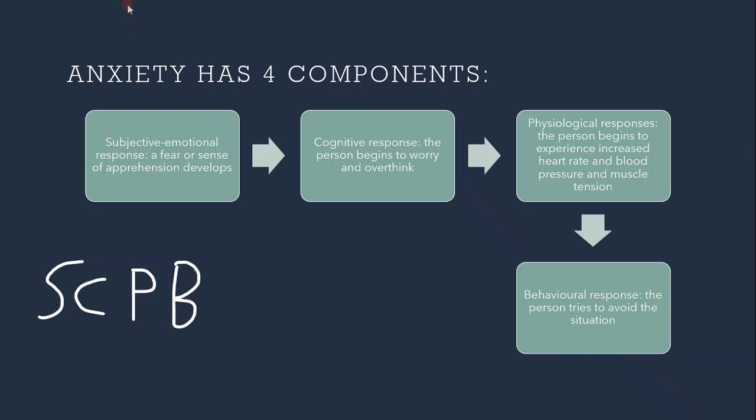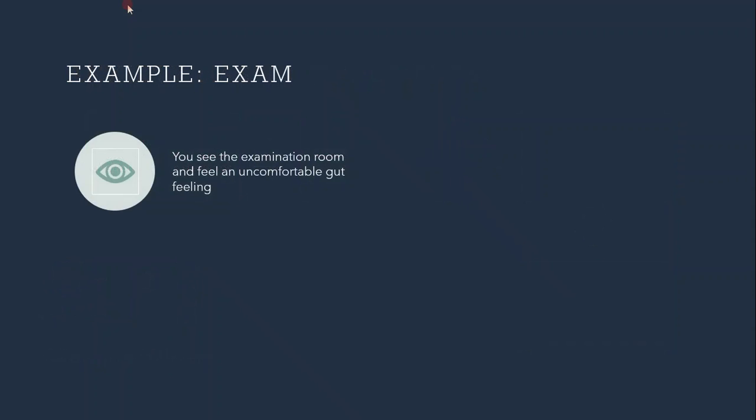Lastly, there's a behavioral response. The person tries to avoid the situation, and you can remember it by the mnemonic SCPB, Sally can probably behave. So let's look at an example of a normal anxiety response.